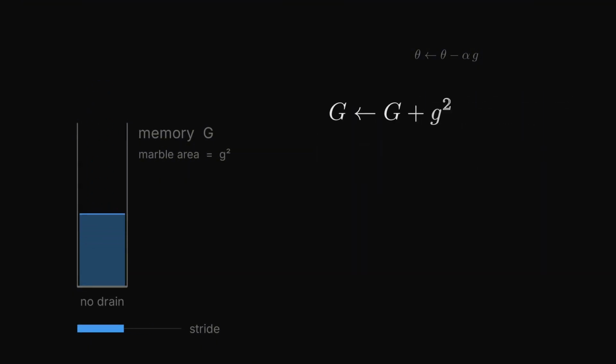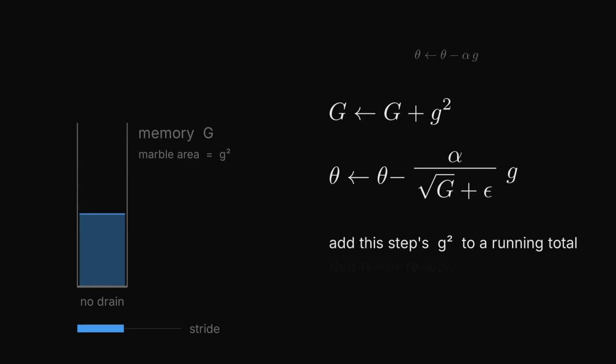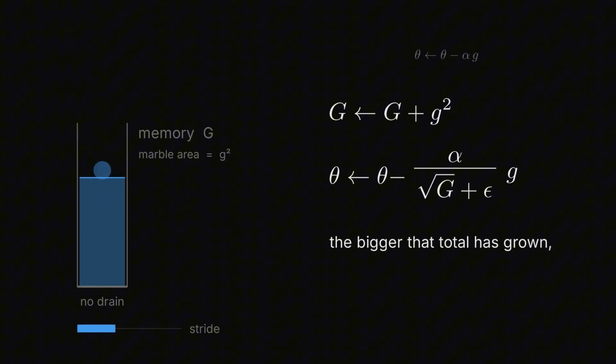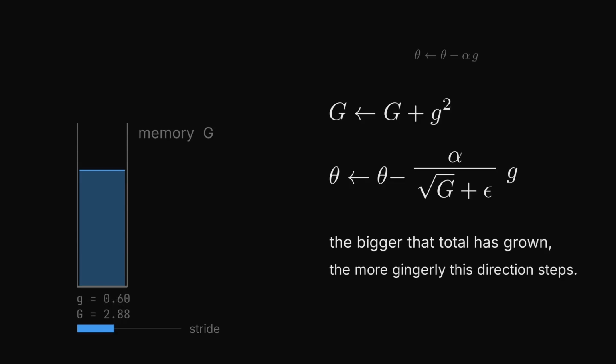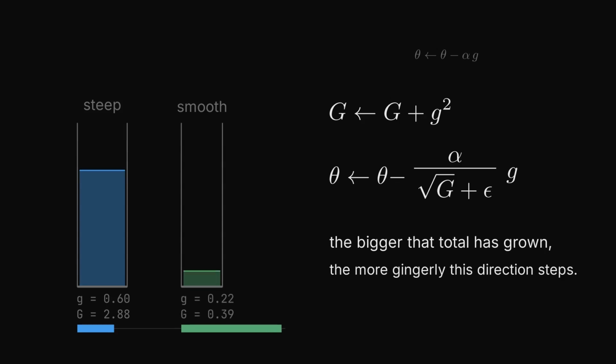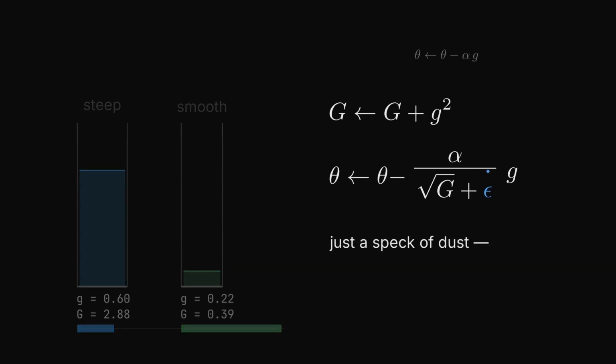G becomes G plus g squared. Then theta is updated to theta minus alpha, divided by the square root of G plus epsilon, all times g. Write it like a sentence. Add this step's g squared to a running total G that never resets. Then the bigger that total has grown, the more gingerly I step. A direction that stayed smooth keeps G small and gets long strides. Epsilon is just a speck of dust, so we never divide by 0.